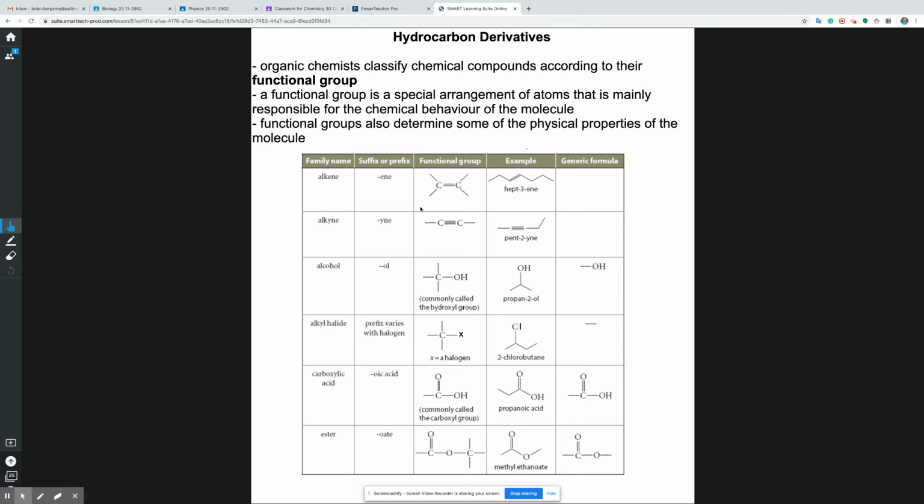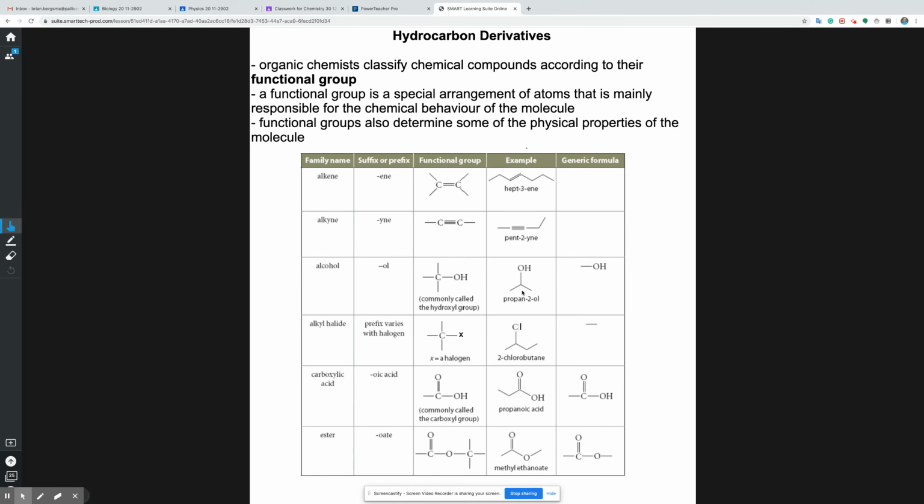We've already gone over alkenes and alkynes. Next is alcohols. Their suffix becomes -ol. They have the hydroxyl group coming off one of the carbons, which is an OH group. An example is propan-2-ol. Similar to where we have to say where the double or triple bond is, we have to say where the alcohol is coming off, where the hydroxyl group is.